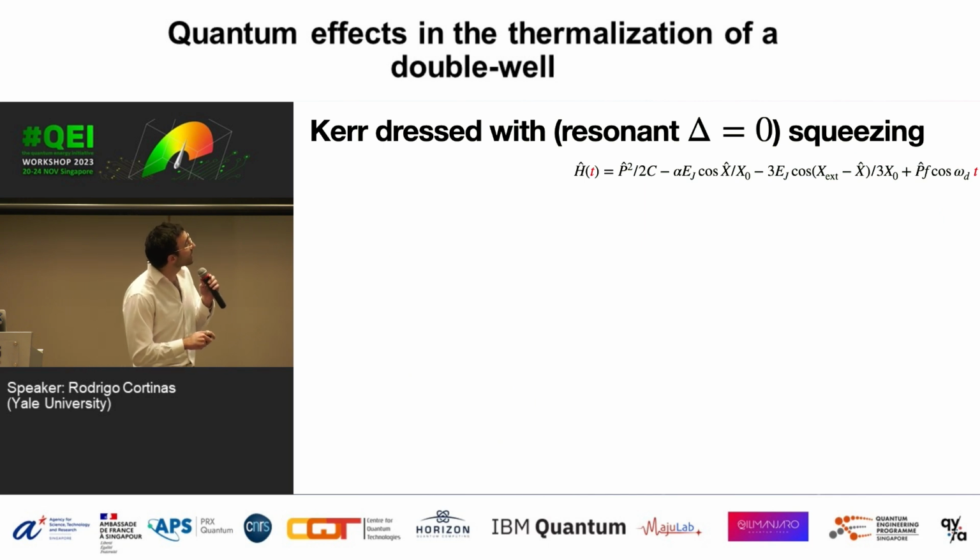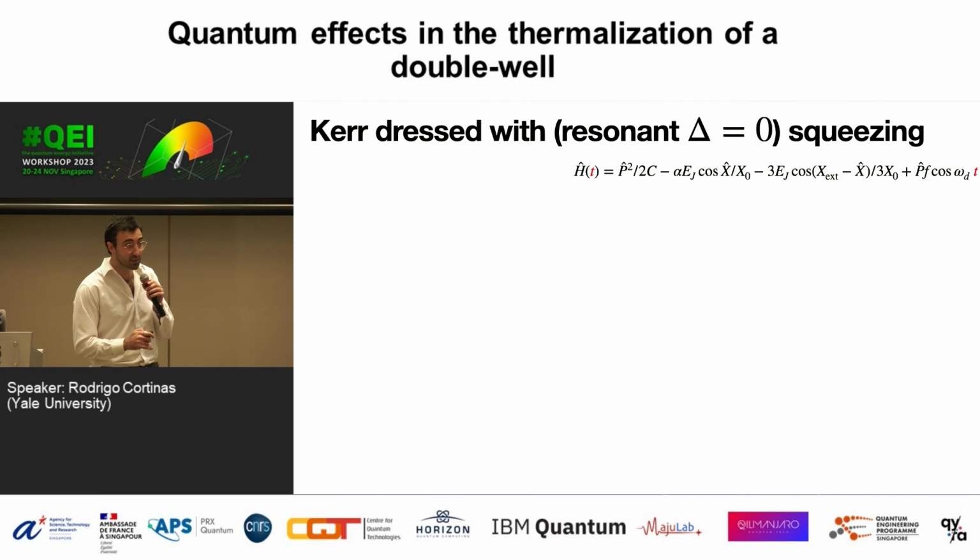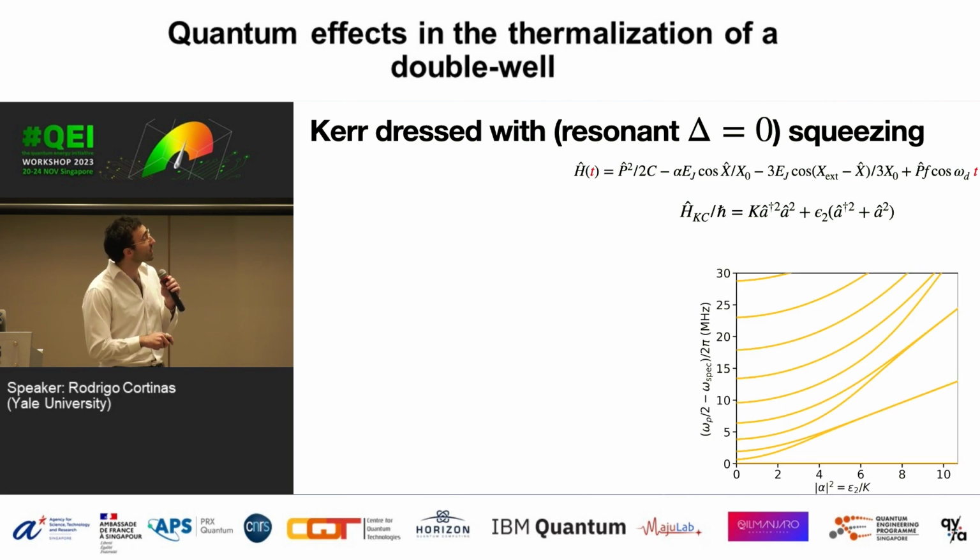So again, I'm going to look at this Hamiltonian. Now in the condition of delta equals 0, this is the resonant squeezing condition. And the Hamiltonian looks like this. It's just Kerr and squeezing. And if you just take this one and diagonalize it, you can plot the eigenenergies as a function of the parameter epsilon 2. And then you see that you have levels that are in pairs and they exponentially approach each other. This is the characteristic of a double well potential.